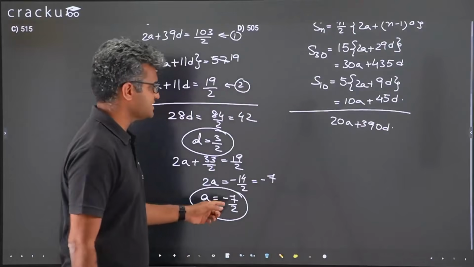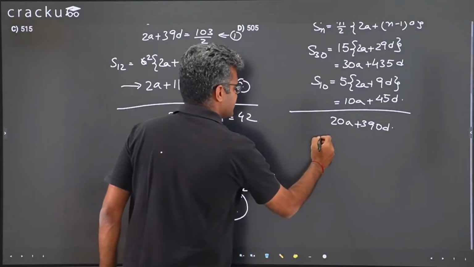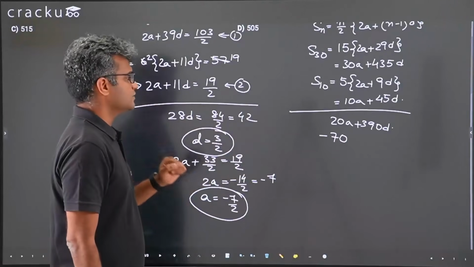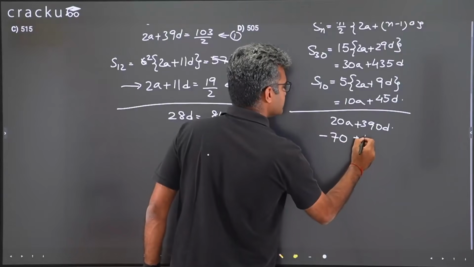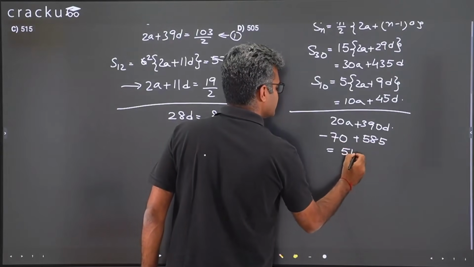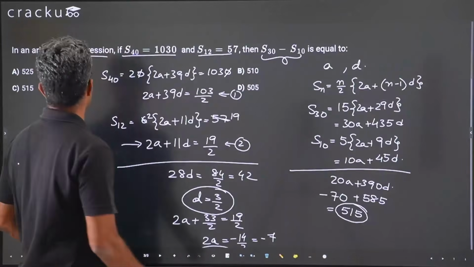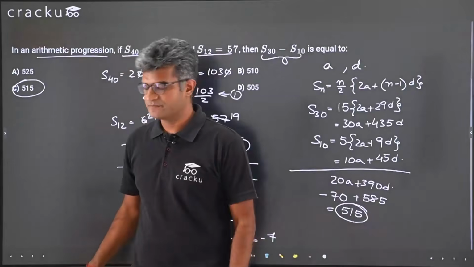A is equal to minus 7 by 2. So 20a will be equal to minus 70. D is equal to 3 by 2. So 390d will be equal to 585. Therefore, this is equal to 515. So the answer for this particular question is option C, which is equal to 515.